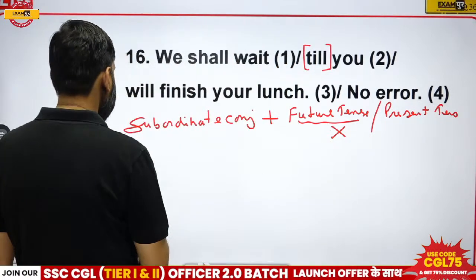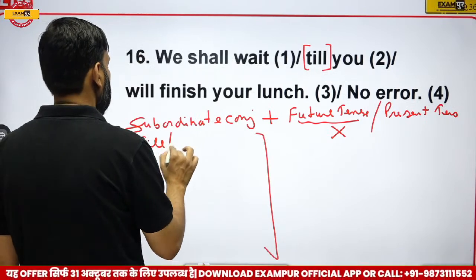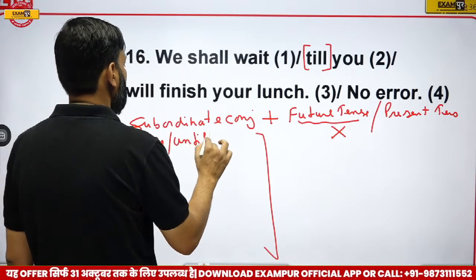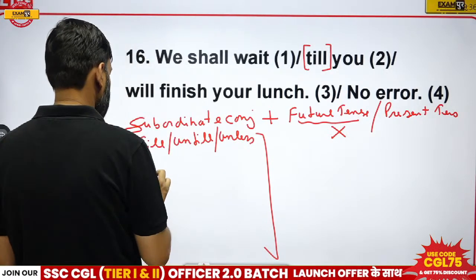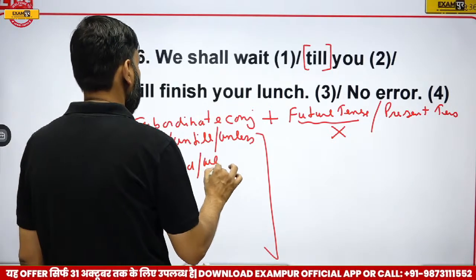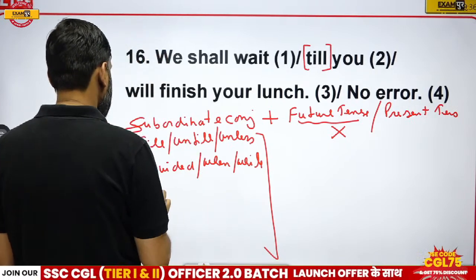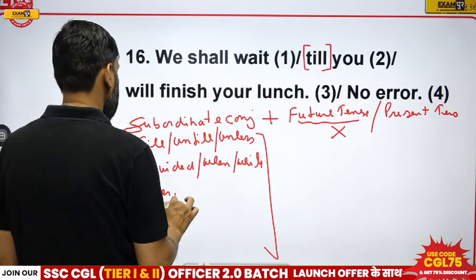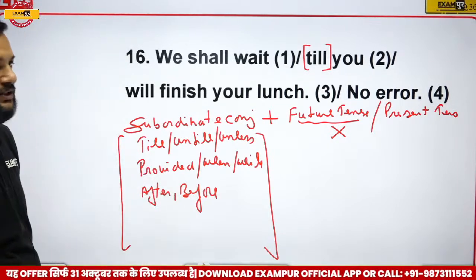And subordinate conjunctions are till, until, unless, provided, when, while, after, before. All these are subordinate conjunctions, right?